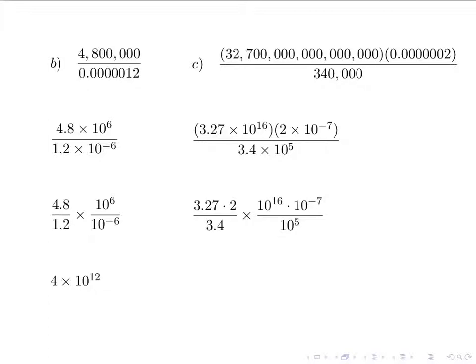When I break it apart, I have 3.27 times 2 divided by 3.4, so those are the A's I've collected. And then the 10 to the B's: 10 to the 16th times 10 to the negative 7th divided by 10 to the 5th. Again, this is something you can very easily plug into your calculator. You'll get 1.92. And then the 16 and the negative 7 you're going to add because they're being multiplied, and then you're going to subtract the 5 because you're dividing. So 16 minus 7 minus 5 will give us 4. So 1.92 times 10 to the 4th.